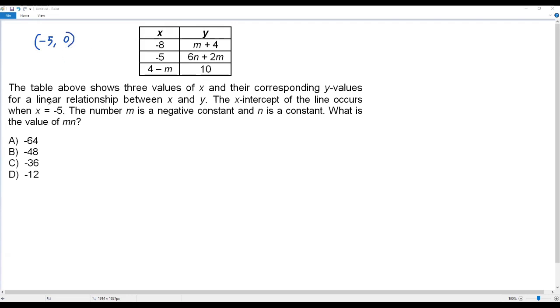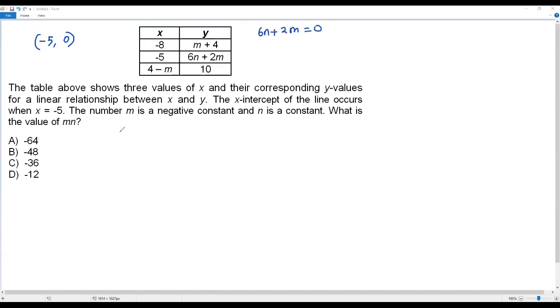The y coordinate of the x-intercept is always 0. Since the information says the x-intercept occurs at x equals -5, we can consider this -5 as the x coordinate of the x-intercept. When I go over the table, when x equals -5, we have y equals 6n + 2m. According to the information, when x equals -5, y must be 0 because we have the x-intercept at x equals -5. So the value we have for y, that is 6n + 2m, must be 0. Let me write it over here.